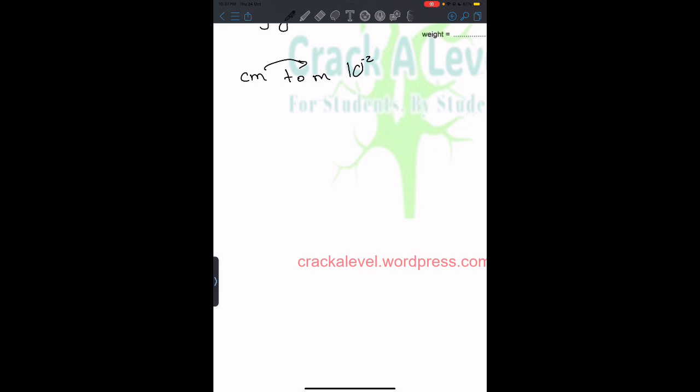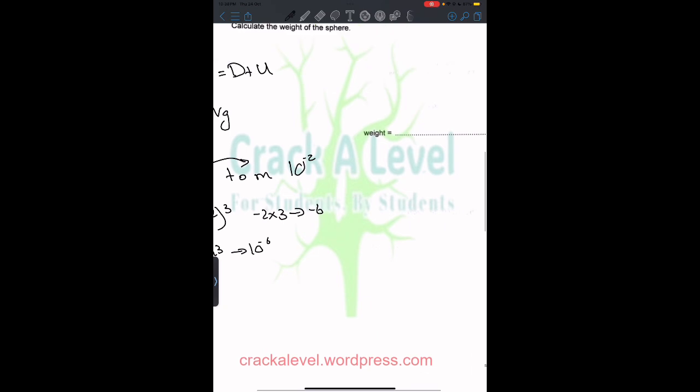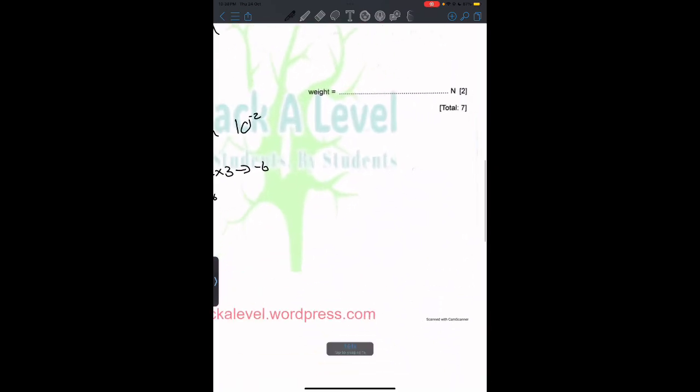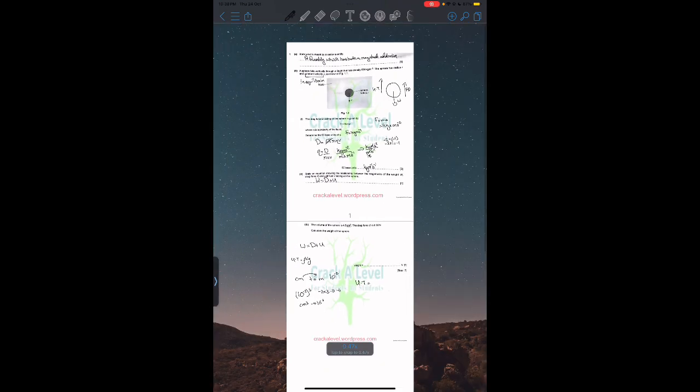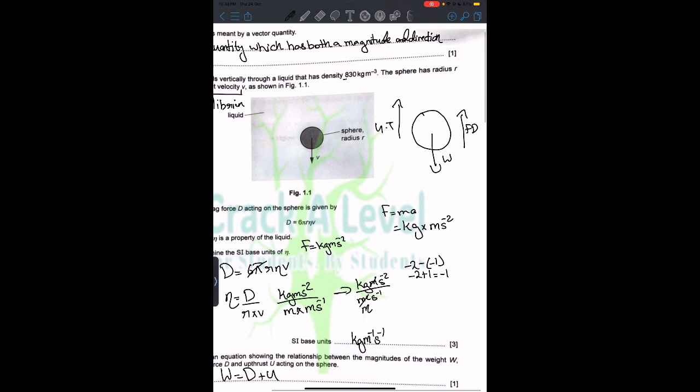If you're going from centimeter cube, just 10 to the power minus 2 into 3, and minus 2 into 3 will give you minus 6. So centimeter cube is basically 10 to the power minus 6. We'll make sure that we're not making this mistake. So upthrust is equal to rho V g. We already know rho, it told us that's 830.